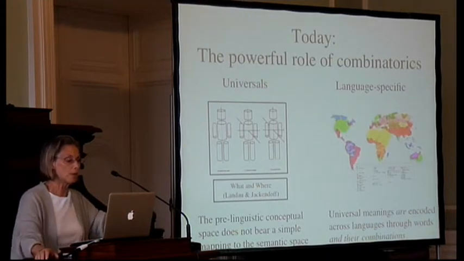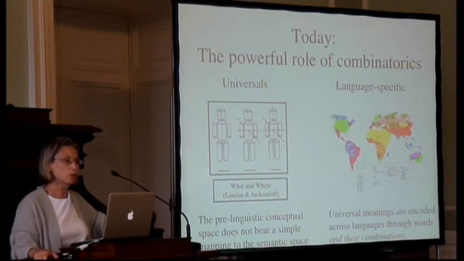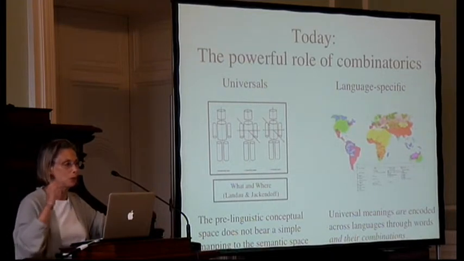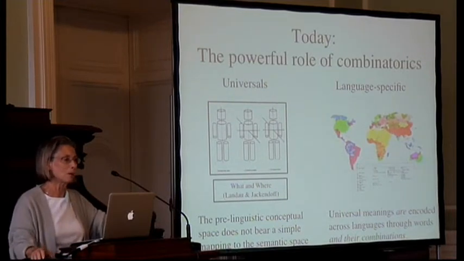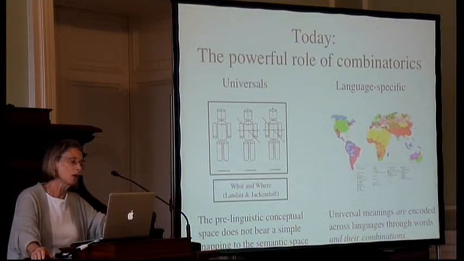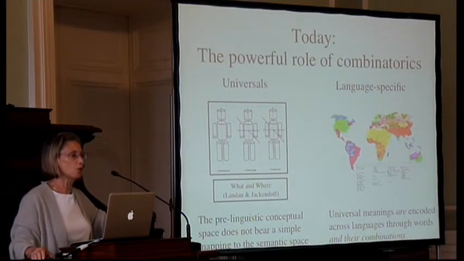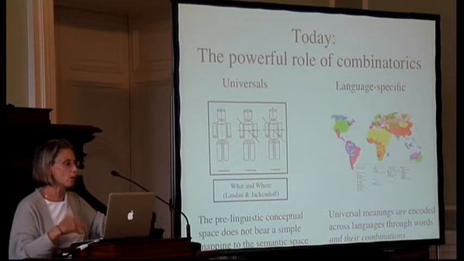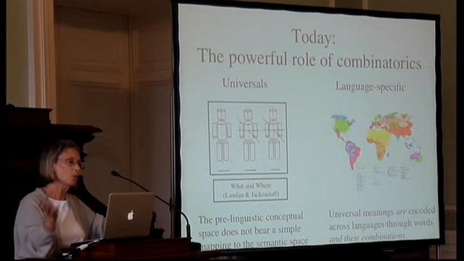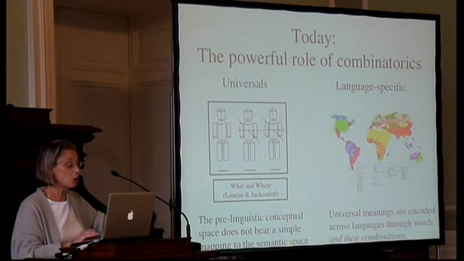Today what I'm going to talk about is the powerful role of combinatorics. I actually heard a very interesting talk in a session earlier today on combinatorics, I think it was vector semantics. I think that we too often in acquisition forget about combinatorics. We think about the meanings of terms like in and on without thinking about the combinatorics. And I want to bring us back to thinking about combinatorics and show how important it is, not only for the universals view, but also the language-specific view.